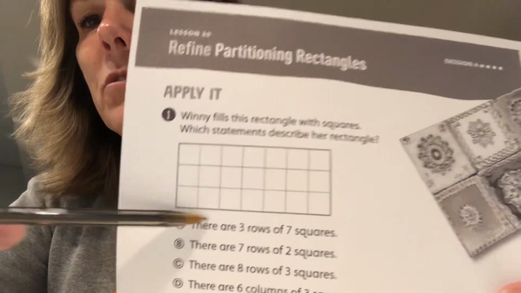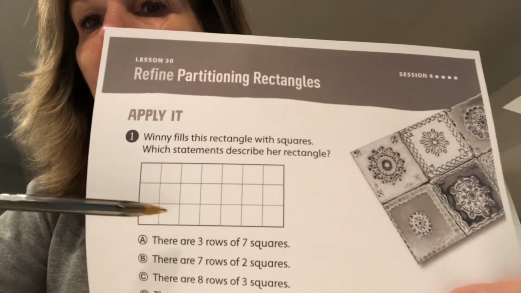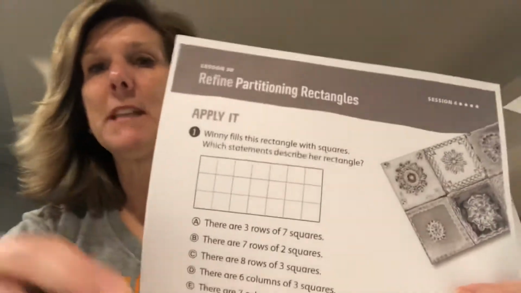I think the reason they're doing that is because by now we have spent almost 2 weeks doing this, and I've reviewed with you the most important points, so they're just going to jump right into it. It says, number 1, Winnie fills this rectangle with squares. Which statement describes her rectangle? So remember, here's your rectangle. And notice how all of her squares that she filled this rectangle with are exactly the same size.